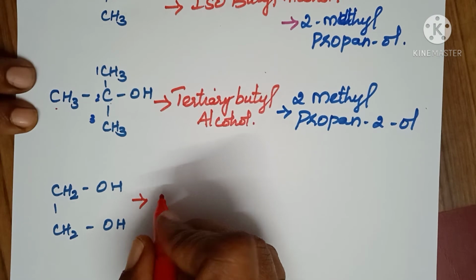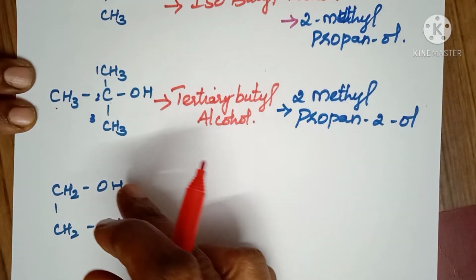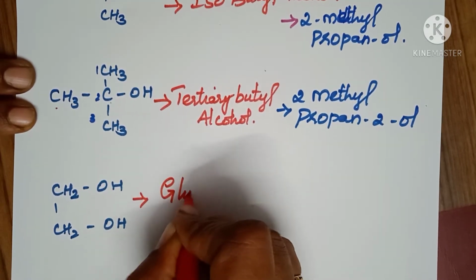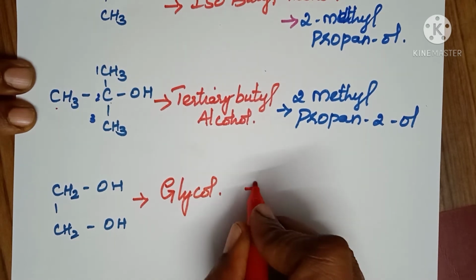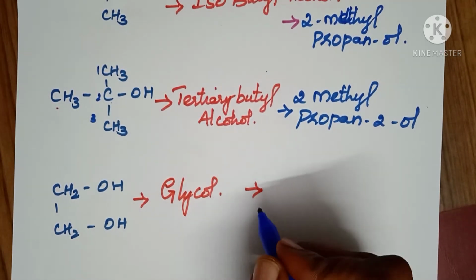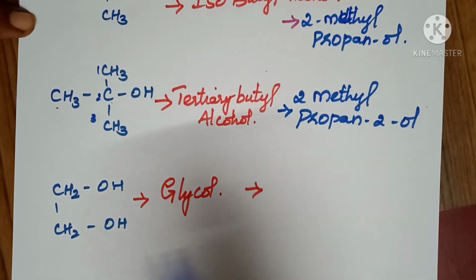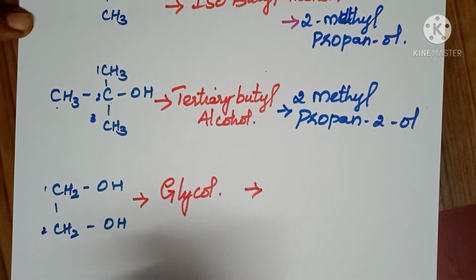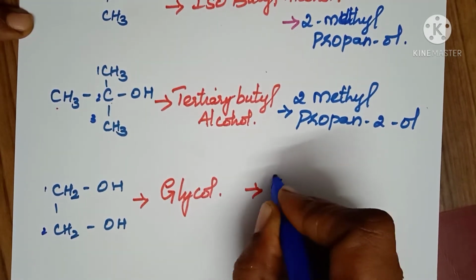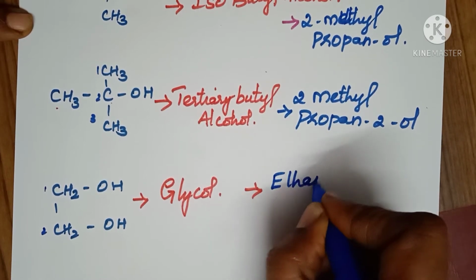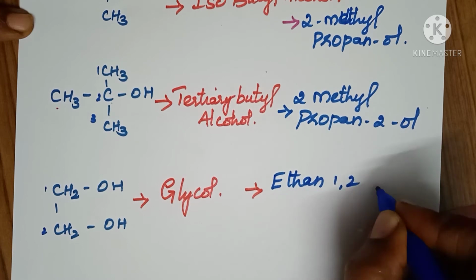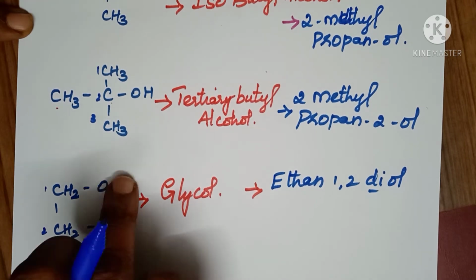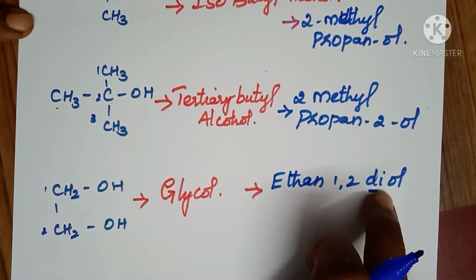The common name for this, CH2OH, CH2OH: 2 hydroxyl groups are attached over there. So the common name, it's a glycol. So what is the IUPAC name? In the IUPAC name, 2 hydroxyl groups are there. See, remember, 2 hydroxyl groups are there. So carbon 1 and carbon 2. 2 carbons means naturally ethane. So ethane 1, 2 diol. So di means 2 attached hydroxyl groups. For that sake, di has been put over here.